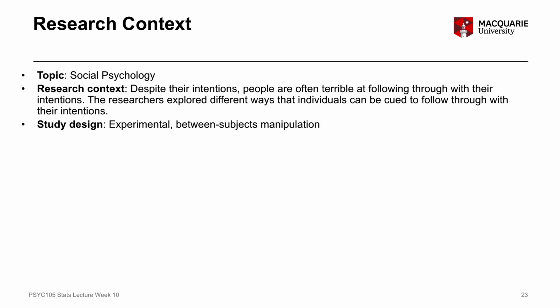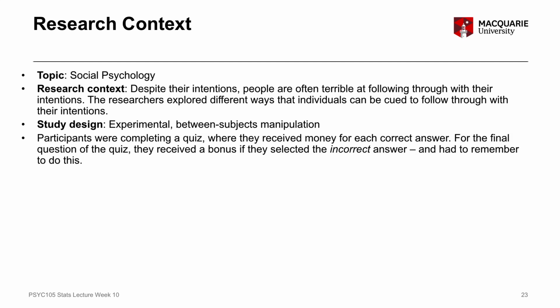So the study design of this particular study is an experiment. It's a between subjects manipulation. People were randomly allocated to different conditions. And what they were looking at was people's likelihood of actually answering a particular way on a quiz where they got money for answering correctly, but whether they could override their desire to answer correctly to one particular question of a quiz because they could get an extra bonus for that particular question.